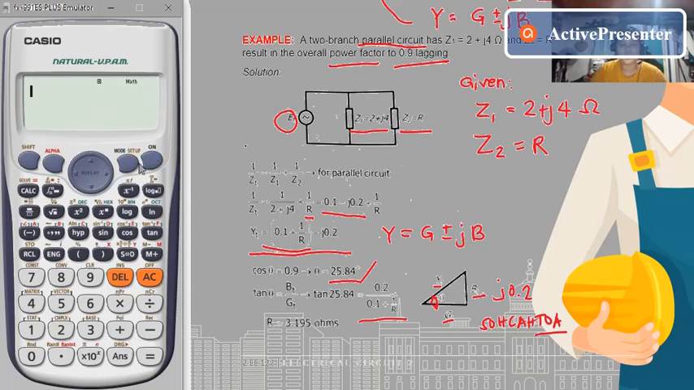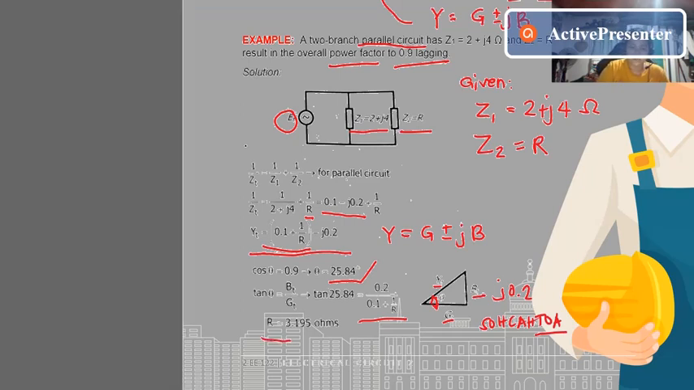We can also use the shift solve technique. So we have tangent of 25.84 equals 0.2 divided by 0.1 plus 1 over the unknown resistance. So shift solve for X if X is 0. So our R will be 3.195 ohms. So this is our final answer.